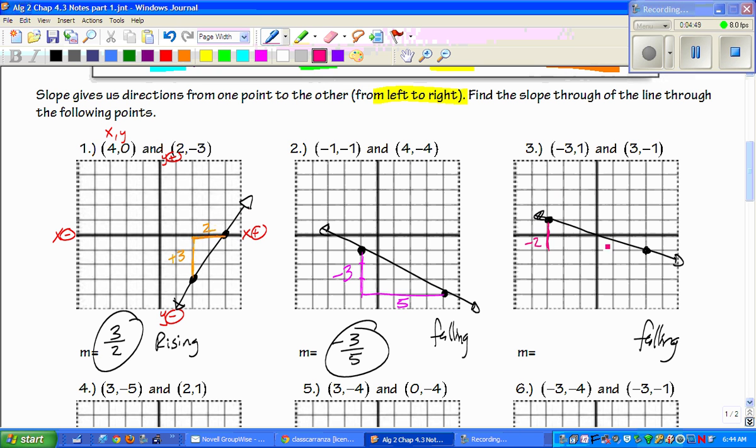So we go down 2 and to the right 6. So negative 2 over 6. What can we do with that number? Hopefully you're saying reduce, because you can divide both the top and bottom by 2. Our key here is we always, always, always reduce the fraction. If we can make it smaller, make it smaller.